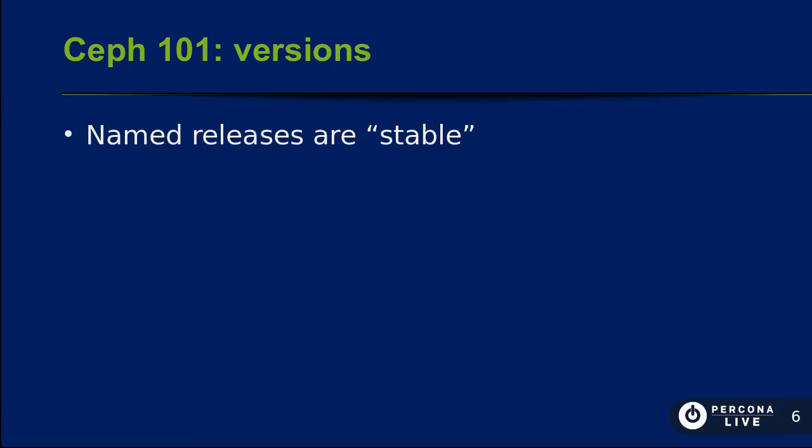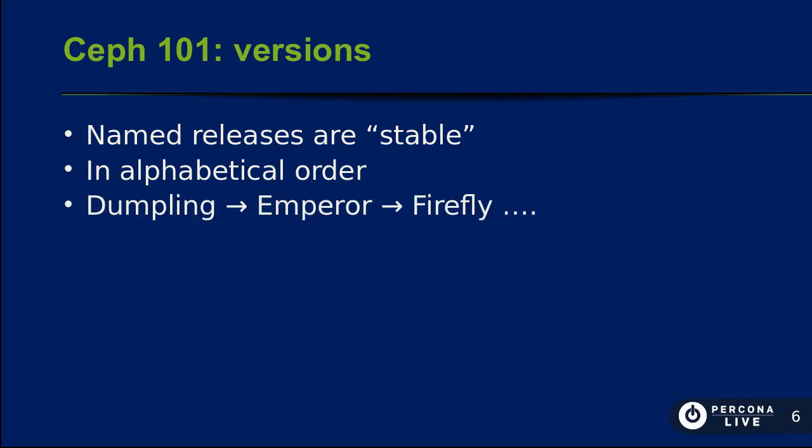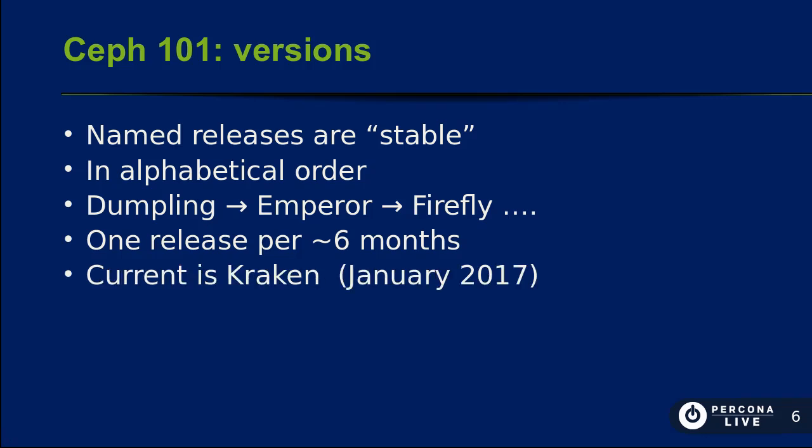So, versions. There are numbers and named releases. The named releases are the stable versions, a bit like what OpenStack is doing. It's in alphabetic order. So, Dumpling was before Emperor, which was before Firefly and Giant, and etc. There's one release approximately per 6 months. So the last one was Kraken in January. Ceph has evolved a lot. There's been a lot of talk about RocksDB. It's included in Ceph in the backend storage now.